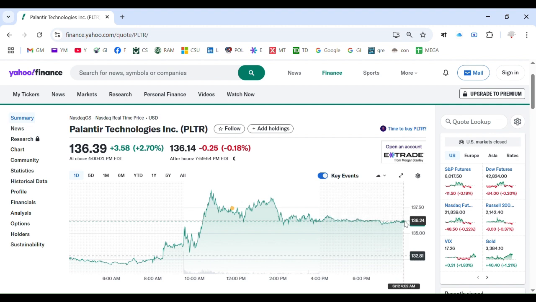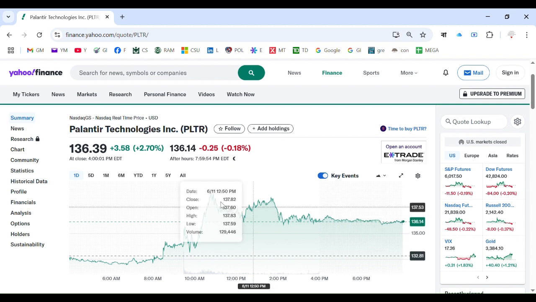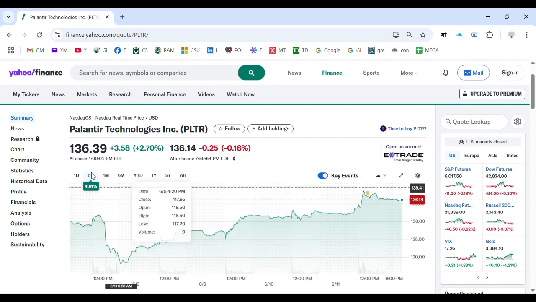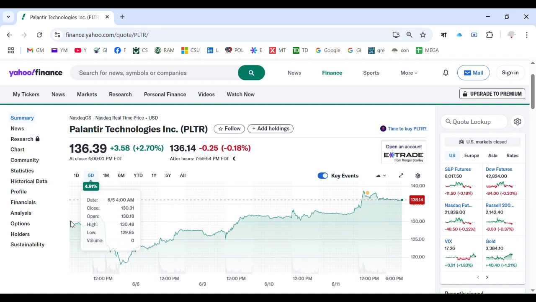11 June 2025. Today the stock price was $3.58 higher, at $136.39. So it is 2.70% higher than yesterday's price. So this is in an uptrend for 1 day. Is it in an uptrend over 5 days? Yes, it is in an uptrend in the 5 day chart as well. In 5 days, it rose by about $6.